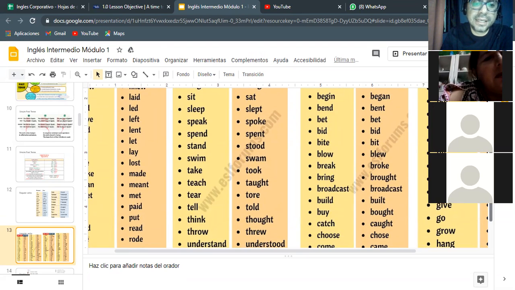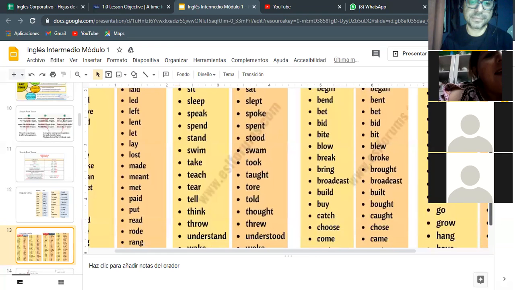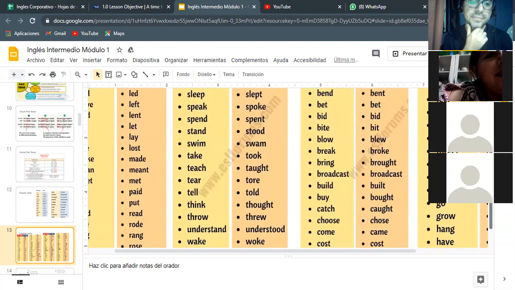Nice. Sleep is also very easy. That is for Lorena. Slept. I slept in my mother's house yesterday. Good. I slept in my mother's house yesterday.